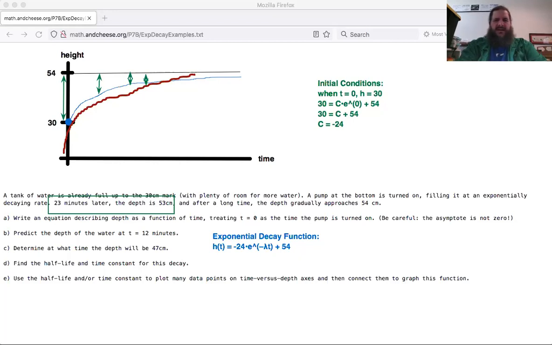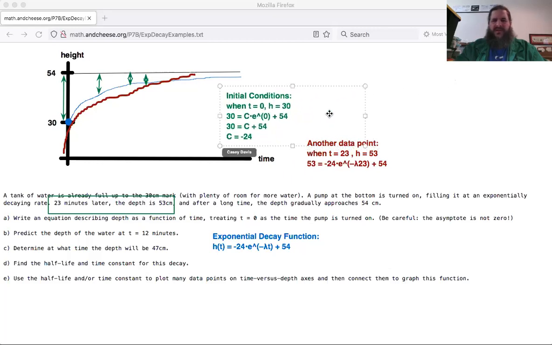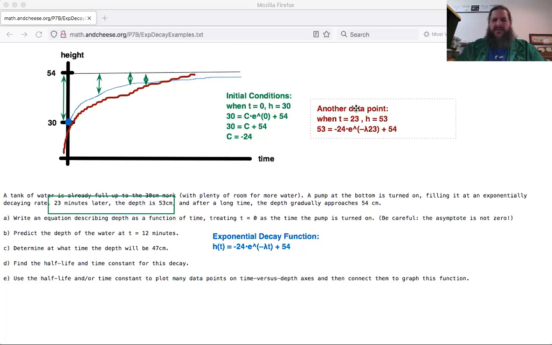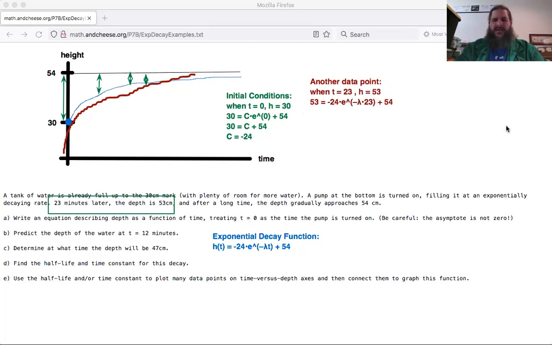We know that when t equals 23, h equals 53. So if we fill that in using the function we have so far, if we replace h with 53 and replace t with 23, now what's the only unknown left? Yeah, so we can now solve this for lambda because that's the only unknown remaining. So how would we solve this for lambda? What operations would we have to do to get lambda isolated?